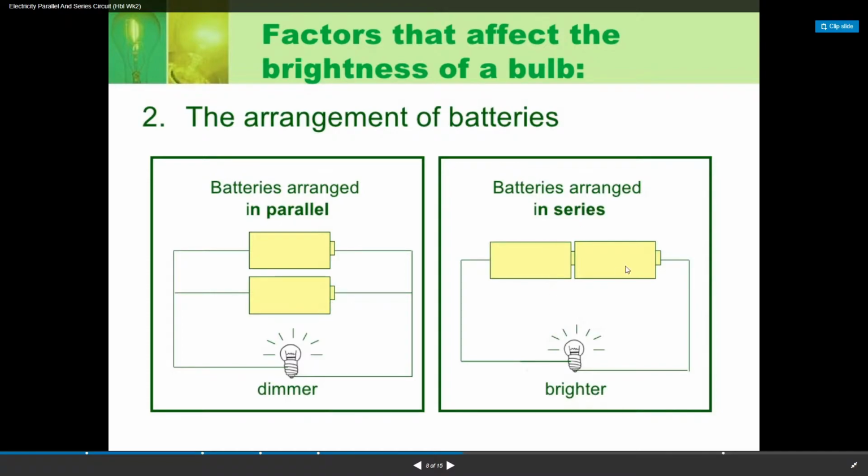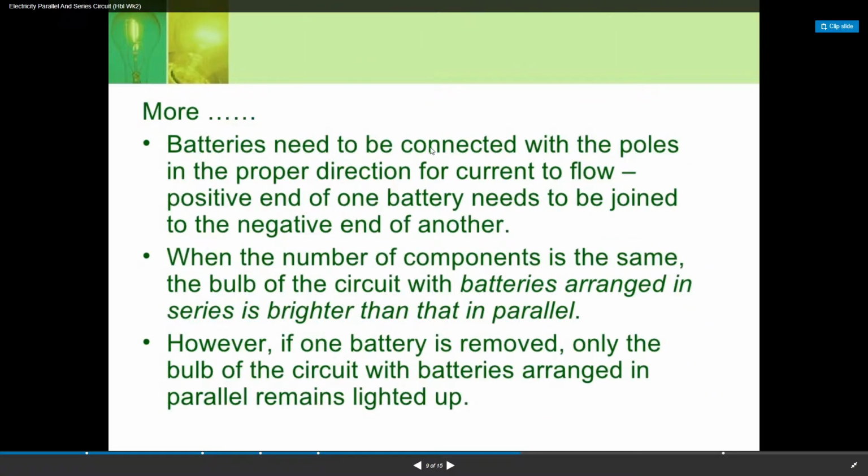and then batteries arranged in a series, which is what we will do in class. All of our batteries will always be arranged in a series setup. It's our light bulbs that we will set up in a parallel. Batteries need to be connected with the poles in the proper direction for current to flow. Positive end of one battery needs to be joined to the negative end of another.